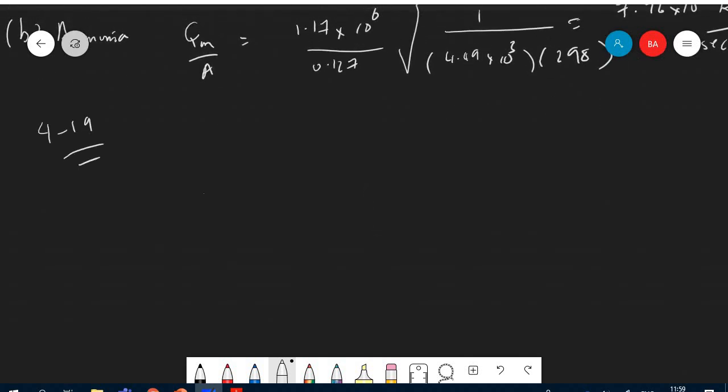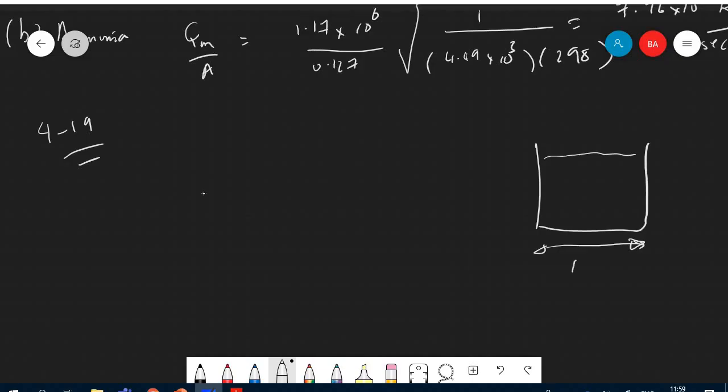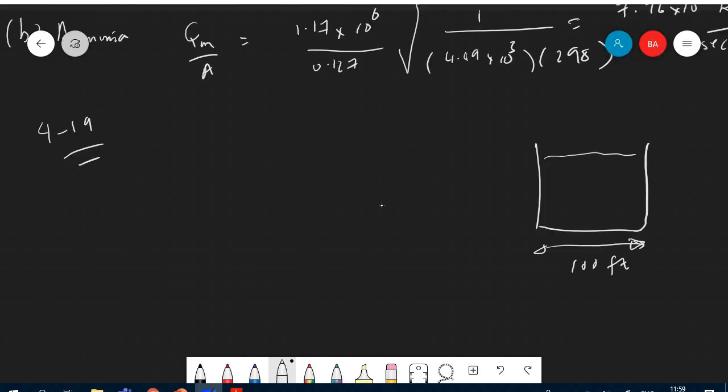Okay, so 4-19: a tank 100 feet in diameter and 20 feet tall is filled with crude oil to within 2 feet of the top of the tank. So you did not fill it to 20 feet, you filled it up to 18 feet. Talking about this as my system here, what do I have? I have a big tank, and this big tank is about 100. Did it say the diameter?